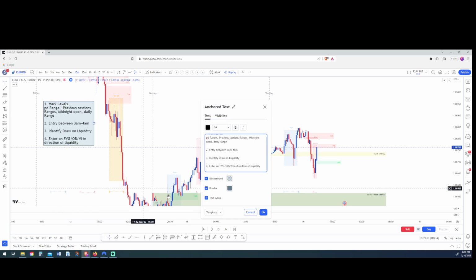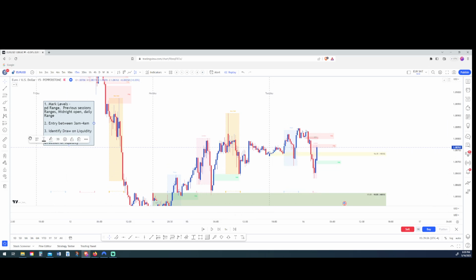These are essentially the things that I'm interested in. We're going to mark down our key levels, which are going to be the previous day's range, previous sessions' ranges, so the highs and lows of the previous sessions, today's midnight open, and today's daily range, so the high and low of the current day.